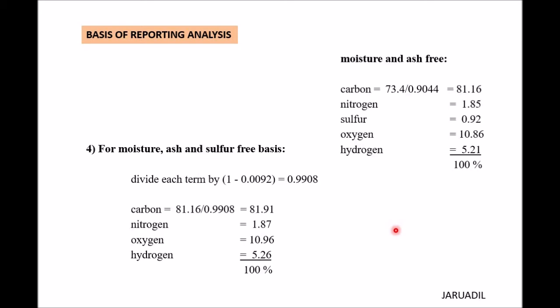So the last one, for moisture, ash, and sulfur free basis. Ganun din, alisin mo yung sulfur. Ang basehan na natin ay yung moisture and ash free, kasi moisture and ash free, so alisin uli natin yung sulfur. So i-minus mo naman uli yung sulfur na content, 0.92 sa 1. 1 is the whole. Then this one, 0.9908, you will divide that in the remaining: yung nitrogen, oxygen, hydrogen. So ito na yung matitira sa kanya, 4 na lang: carbon, nitrogen, oxygen, hydrogen. So that must be 100%. Yan ang tamang answer dyan.